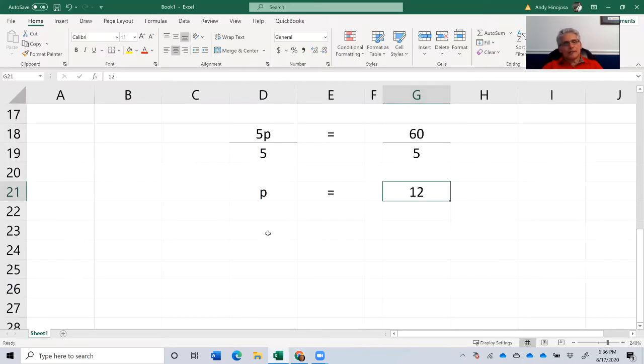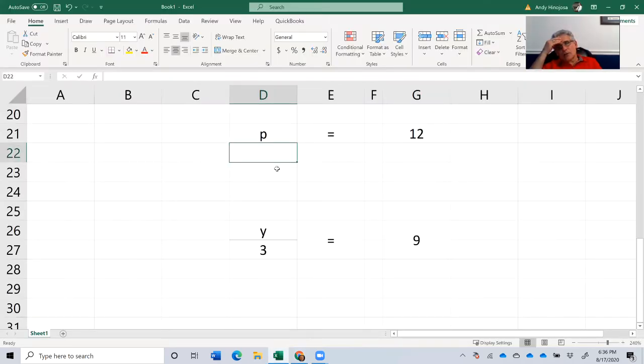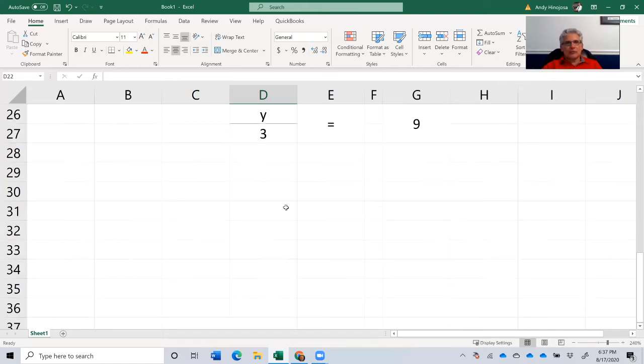Let's look at the next one. y divided by 3 equals 9. So we have y divided by 3 equals 9. And what we want to do is isolate the unknown variable. We want to make it so that y sits on the left side of the equation all by itself. Well, how do we do that? We've got to figure out a way to get rid of this 3.